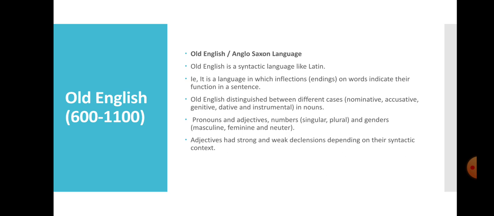These are the major features of the Old English language. That is, it's a language having full inflection. Case distinctions were there: nominative, accusative, genitive, dative, and instrumental in nouns. And adjectives have declensions, strong and weak, based on the syntactic context. This is the chief characteristic of the Old English language. Clear?